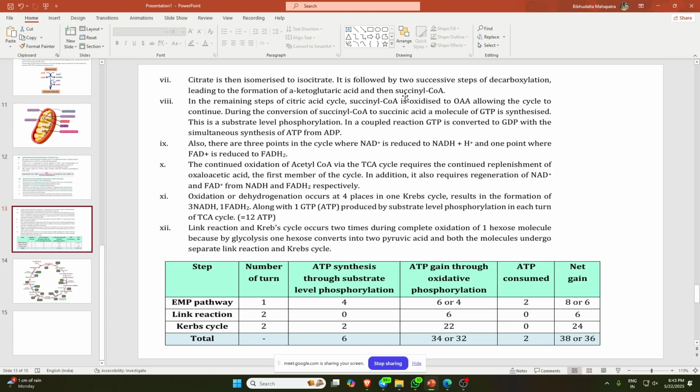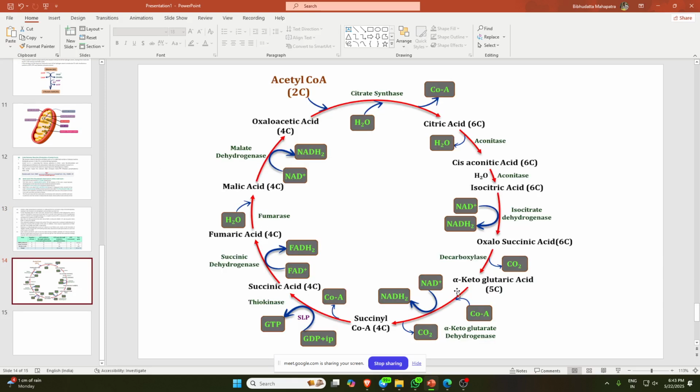To form succinyl coenzyme A from alpha ketoglutaric acid. One decarboxylation forms the alpha ketoglutaric acid. Again, this oxidative decarboxylation forms succinyl coenzyme A.